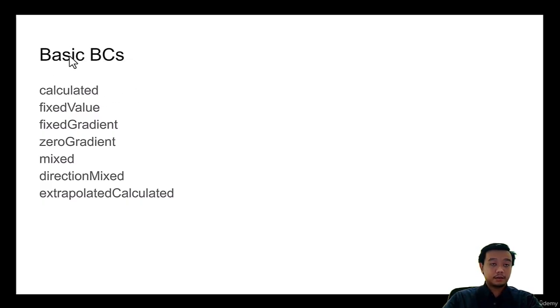So these are some basic boundary conditions, like we discussed previously: fixed value, zero gradient, fixed gradient. Actually we can also input the fixed gradient and calculate it. It is basically like the solver will not calculate that region, so it will be like calculated.